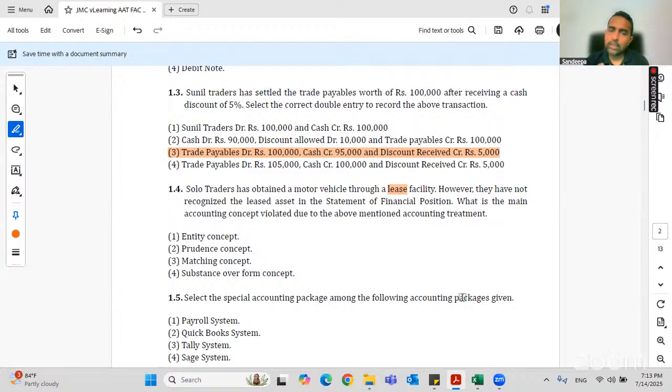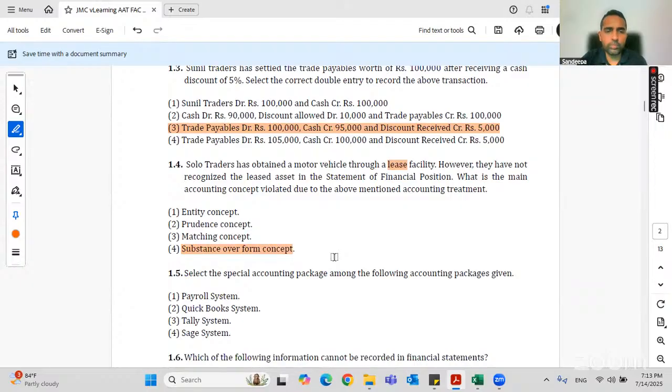So, that concept is called substance over form. Economic substance is more important than the legal form.